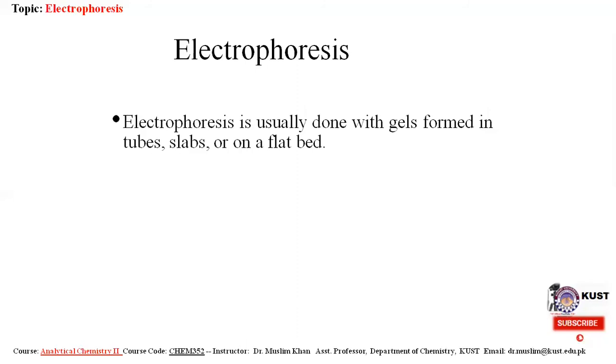Electrophoresis is usually done with gels formed in tubes, slabs, or on a flat bed. So a gel is very important in electrophoresis. In future slides, I will tell you what the purpose of the gel is, and I will show you the texture of the tube, slab, or flatbed electrophoresis techniques in our coming slides.